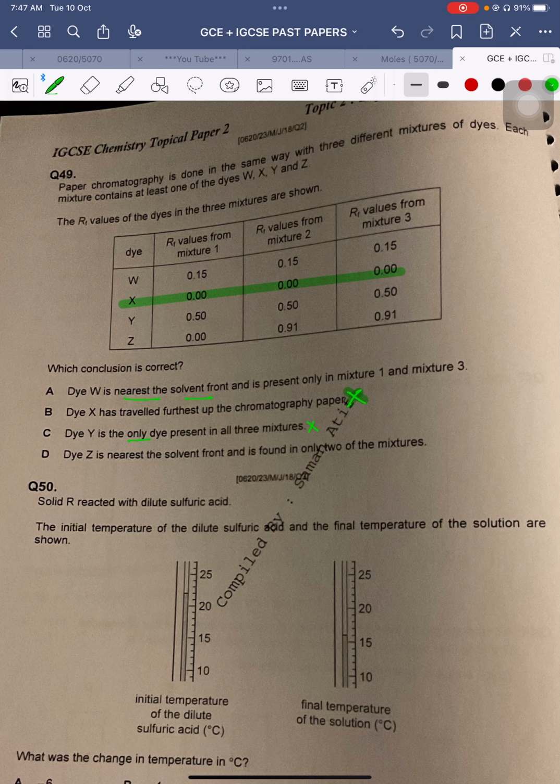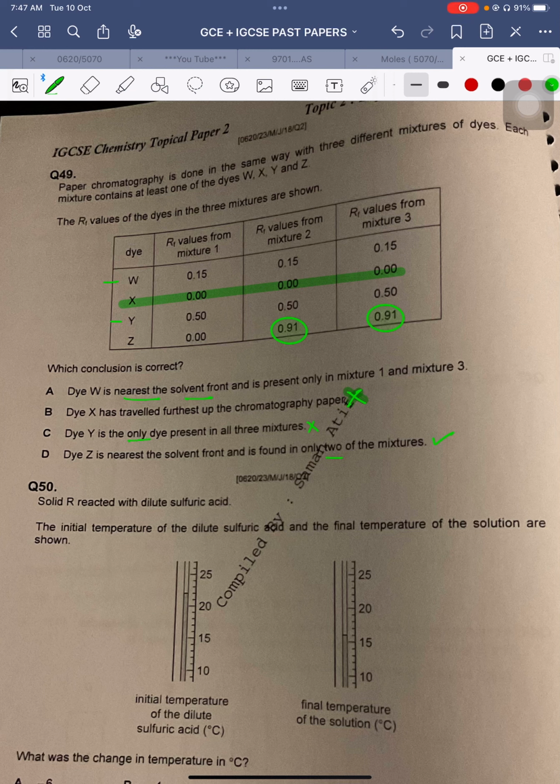Dye Z is nearest to the solvent front and is found in only two of the mixtures. Yes, we can say this is correct. Why is it so? Because dye Z is nearest to the solvent front because it has traveled the longest distance, as its RF value is the largest. Dye W and dye Y are present in all three because there is no zero in W and Y. Dye Z is not present in mixture number one because in mixture number one dye Z is giving zero. So dye Z has traveled the longest distance, 0.91 in mixture number two and mixture number three, but dye Z is not present in mixture number one.